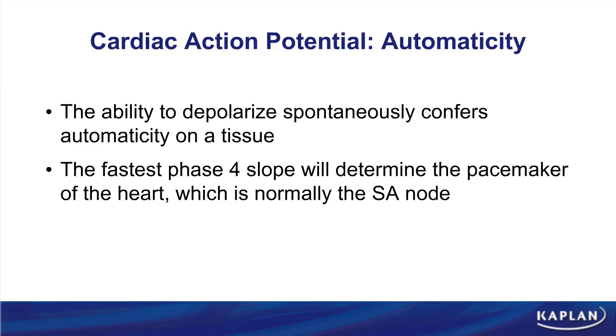As we discussed in the previous slide, when you consider automaticity, this is the ability to spontaneously depolarize. The tissue with the fastest phase 4 slope will determine the pacemaker of the heart. Of course, that's normally the SA node. The SA node sets the pace in the heart because it has the fastest rate of phase 4 spontaneous depolarization. Of course, occasionally you can get an ectopic focus, where some other tissue in the heart is actually setting the pace because of its ability to spontaneously depolarize very rapidly.